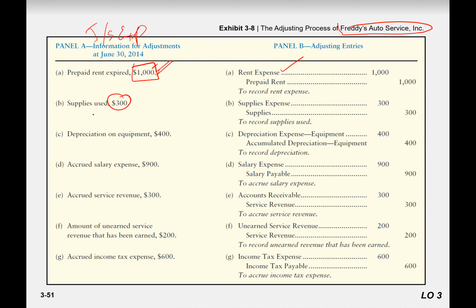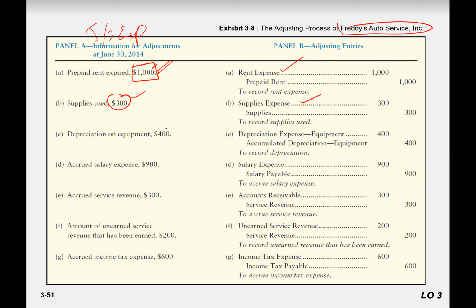Supplies used 300. Among the supply stock, we have used or consumed $300 worth of supplies. Simply supplies expense to supplies, right? So we take that 300 to the expense.